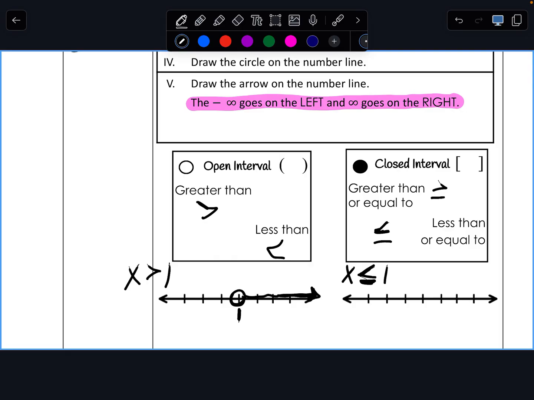This is a good review from yesterday. If I have a closed interval, meaning I have that equal sign underneath my less than sign and x is less than 1, then I'm going to go to 1. I'm going to use a closed circle, and I'm going to draw it in the direction of negative infinity because the value of x is less than 1.